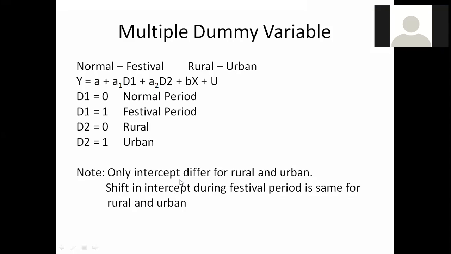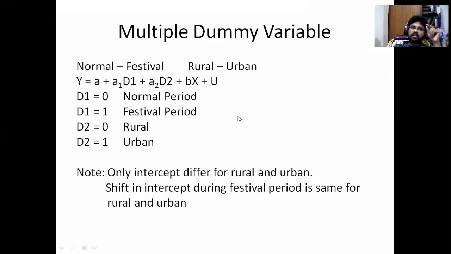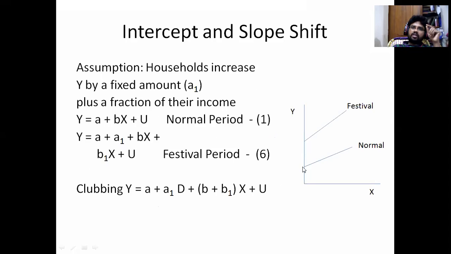Yes, sir. Only the intercept is different between rural and urban. The basic intercept, from 0 to a1, from here to here, should be the same. It is different for rural and urban; for example, it may be higher for urban areas. But the shift will be more or less the same, because rural people may increase their expenditure on cloth during the festival season, and urban people may also increase their expenditure on cloth.